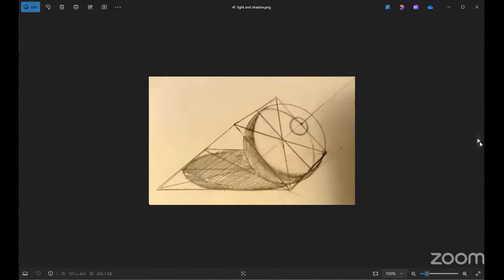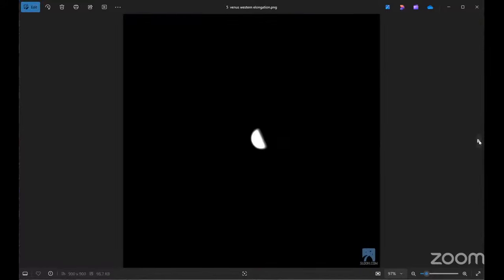All right. We talked about the light source. So we know that when we see the phases of Venus, this is what's happening. This would be Venus at greatest eastern elongation, right? The sun is over here. Here's the light source illuminating Venus from here, and then we see that dark shadow on the side.